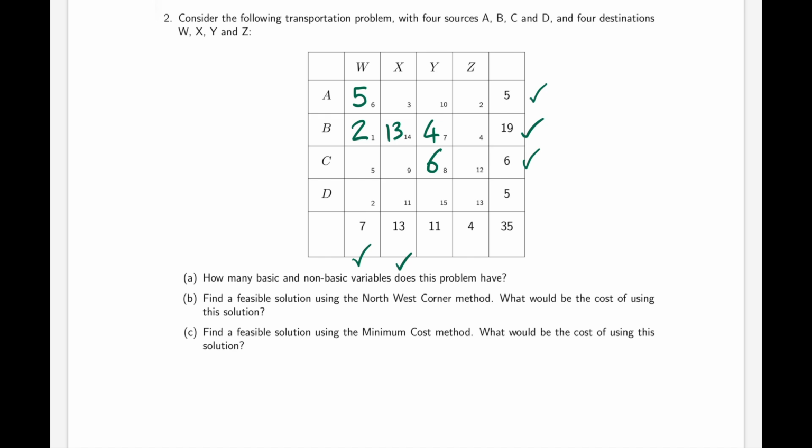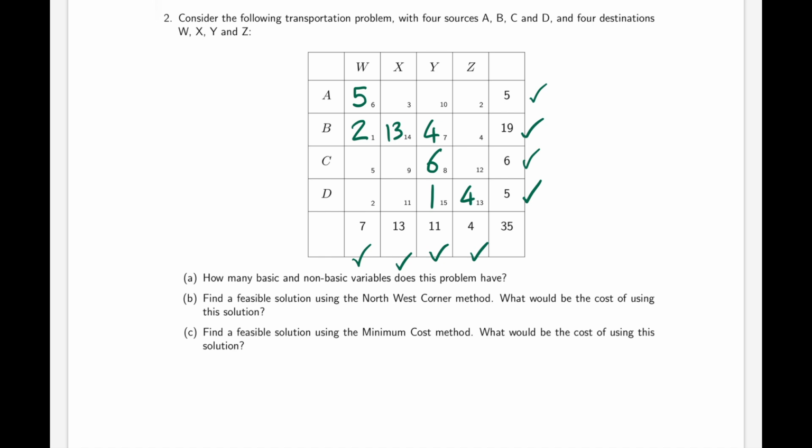D can supply up to 5, Y can receive up to 11, but it's already receiving 10, so it can only receive 1 more. So we'll put 1 in here, and that satisfies the Y column. The only place we can go now is to go east to DZ. D can supply 5, but it's already supplying 1 to Y, so it can supply 4 to Z. Z can only receive 4, so perfect. By putting 4 in here, we satisfy both the D source and the Z destination. So this would be a feasible solution using the northwest corner method.